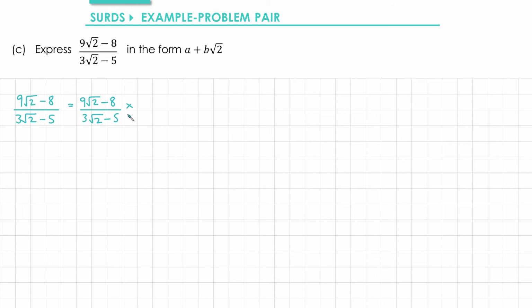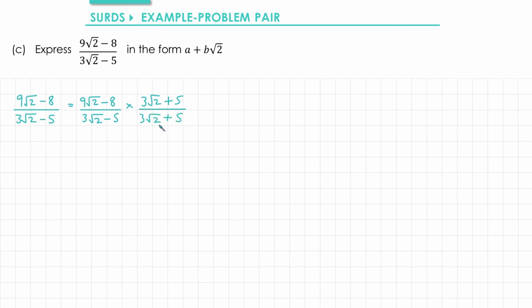So as before, we need to multiply by the conjugate of 3 root 2 minus 5. However, unlike the last example, we're going to reverse the sign of the whole number rather than reversing the sign of the surd. So it doesn't matter which sign you reverse as long as it's only one of them. So we're going to multiply top and bottom by 3 root 2 plus 5.